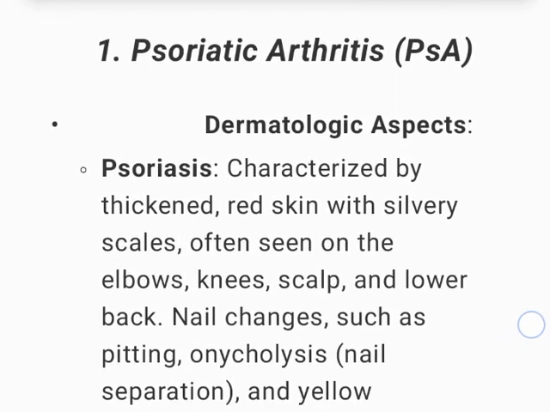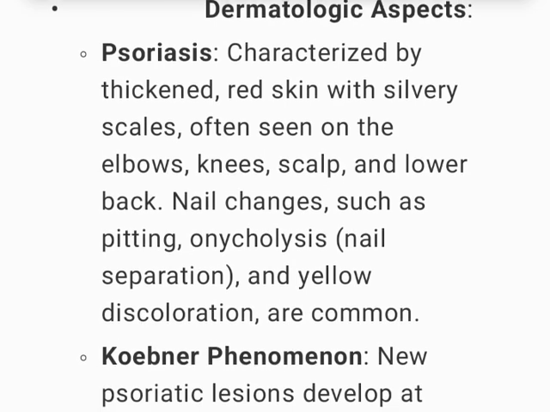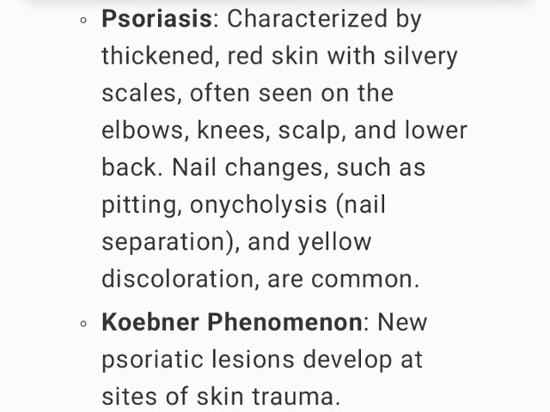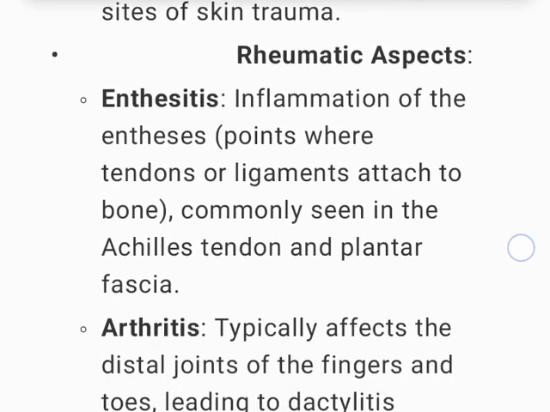1. Psoriatic arthritis. A. Dermatologic aspects. Psoriasis, characterized by thickened, red skin with silvery scales, often seen on the elbows, knees, scalp, and lower back. Nail changes, such as pitting, onycholysis, nail separation, and yellow discoloration, are common. Koebner phenomenon: new psoriatic lesions develop at sites of skin trauma.